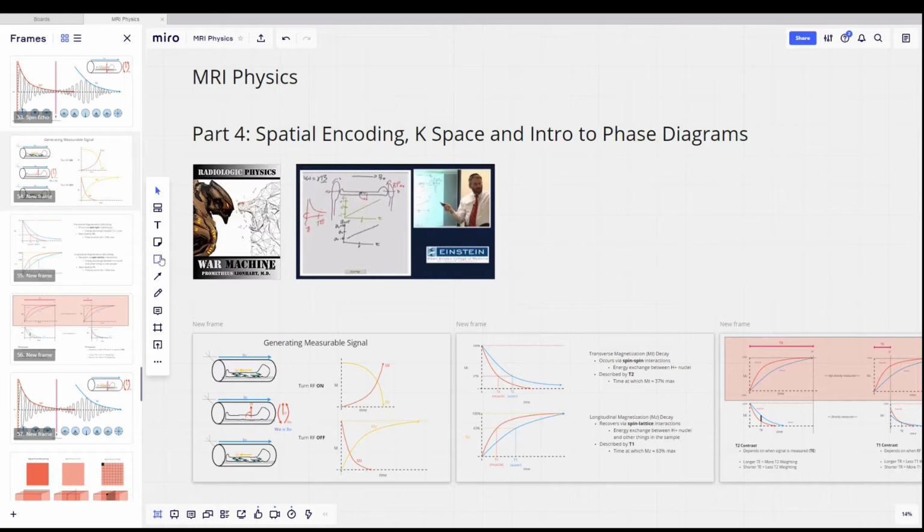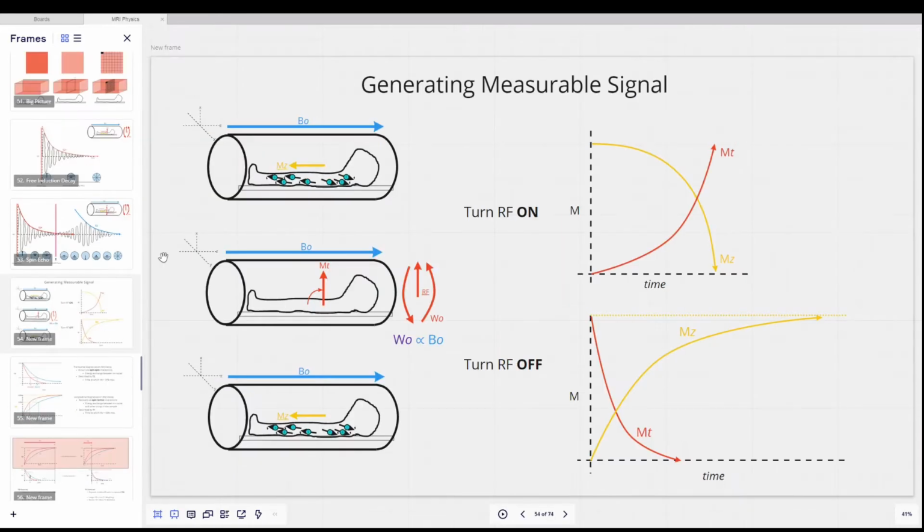So as always, we're going to start off with a review. This should look extremely familiar by now. We talked about generating measurable signal. We put our patient into the scanner in the presence of the resting magnetic field, and we induce some magnetization. We turn on an RF pulse, and that pushes that magnetization into the transverse plane, which is something that we can measure. So this happens at some frequency, right?